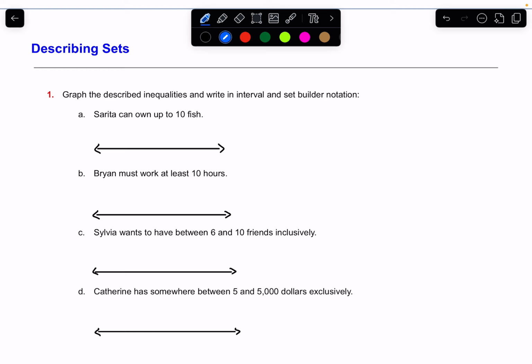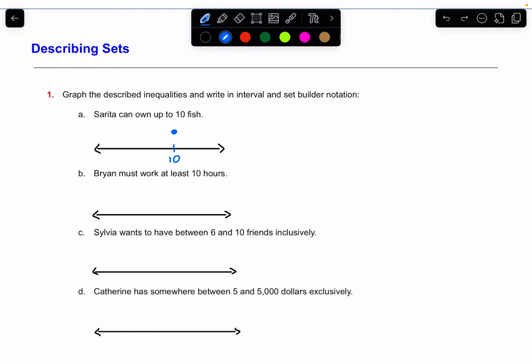It says Sarita can own up to 10 fish. So I'm going to put the number 10 on here because that's the only number we have described. If you can own up to 10 fish, that means 10 is an option. Up to 10 includes 10. On a graph, the way you include something is you put a closed dot. The other option would be to put an open dot, where the inside is still white. But a closed dot means we include 10.